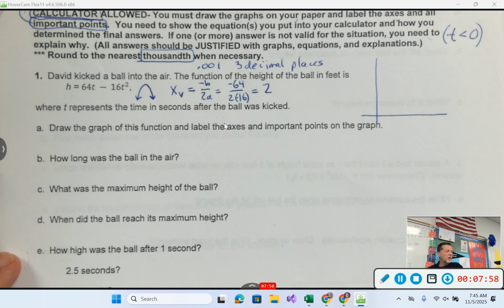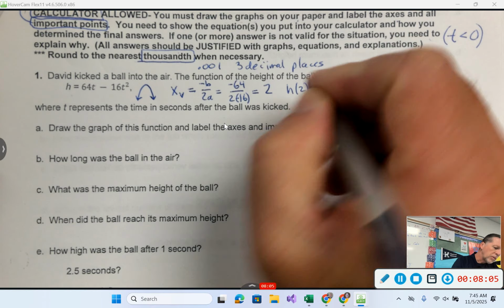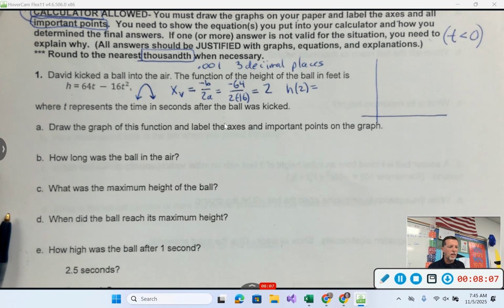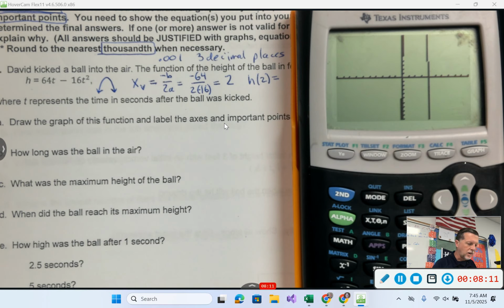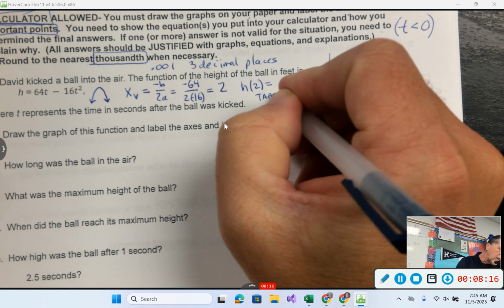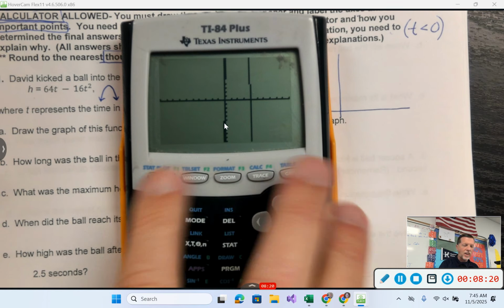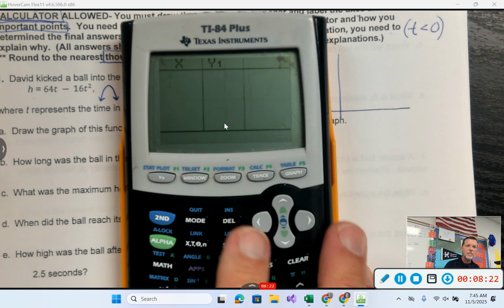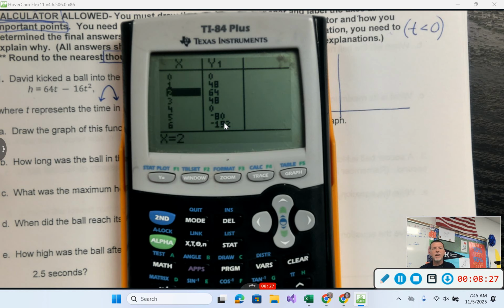How do I find the y-coordinate of the vertex? Plug it back in. So I want h of 2. So I want to plug 2 back into the equation. I have a calculator, so I can just type it in. It's not really that hard. But I could also use the table. The table will give me the table of values. So that's second graph, second table. And then I can see right away that when time is 2, the height is 64.